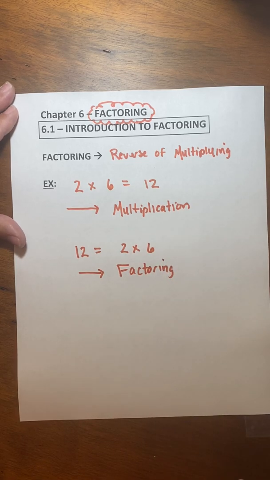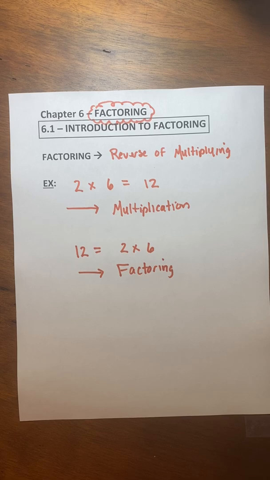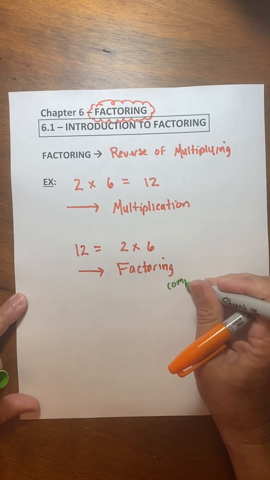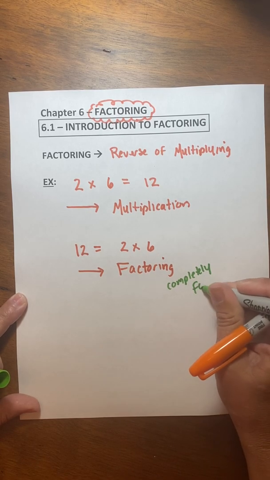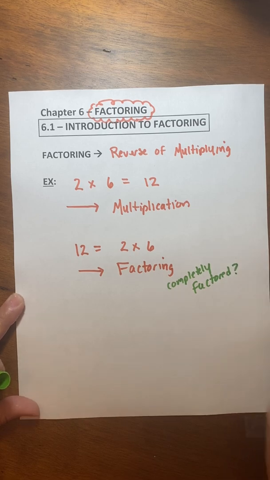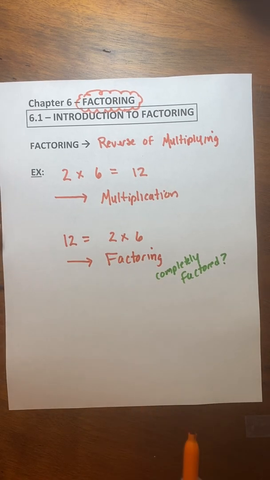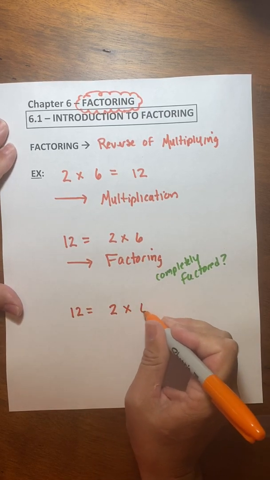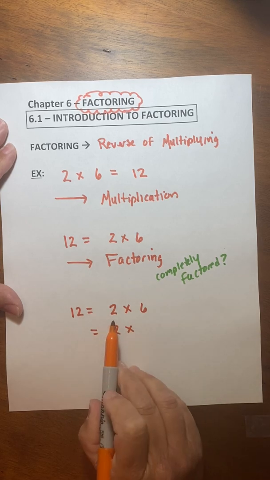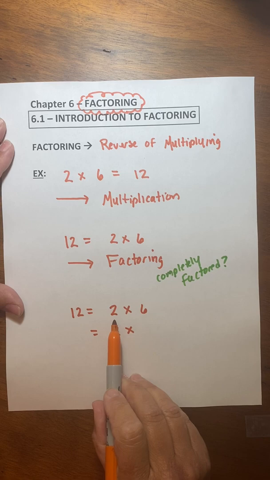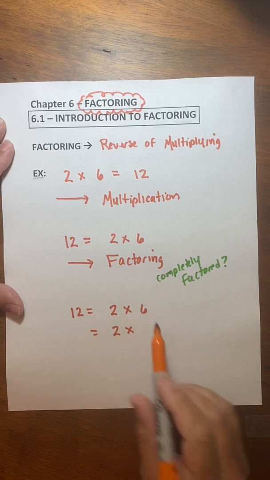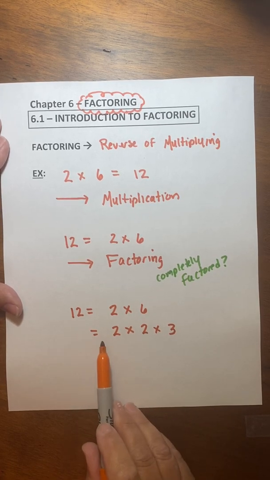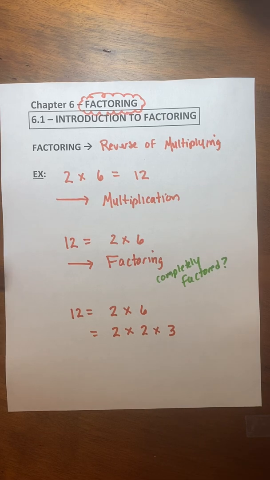2 and 6 are both factors of 12, so we broke 12 up into its factors, 2 and 6. But is this completely factored? Well, what do I mean by completely factored? Can we break up 2 or 6 any further? Well, we can. 2 is completely factored. It's a prime number. Its only factors are 2 and 1. 6 can be broken up further into 2 times 3. So once we have a numerical value broken down into all prime numbers, it is now completely factored.